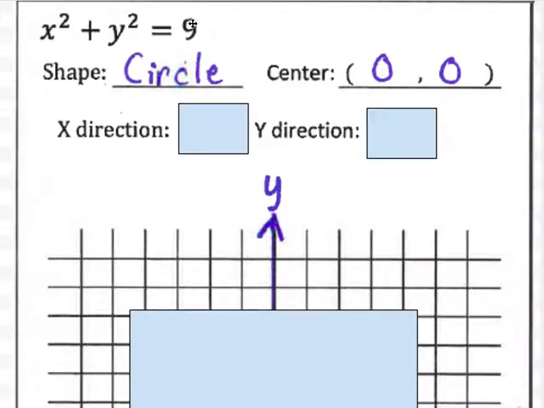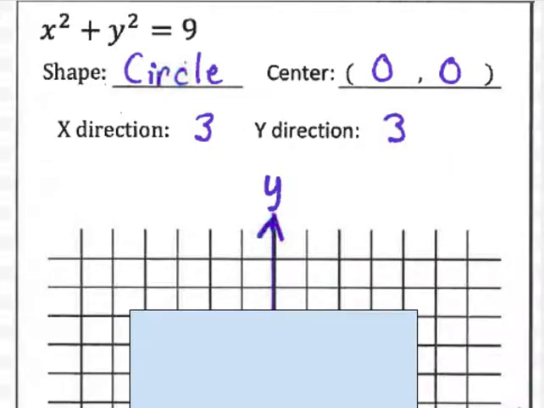To figure out the radius of your circle, you're going to take this number and square root it. So our number is 9, so the square root of 9 is going to be 3. So in the x direction, we're going to start at the center and move 3 to the right, and then 3 to the left. And then in the y direction, again, we'll start at the center of our circle and move 3 up and 3 down.